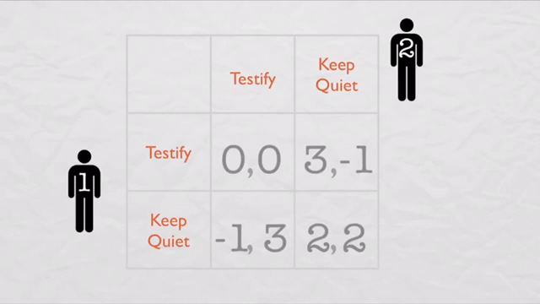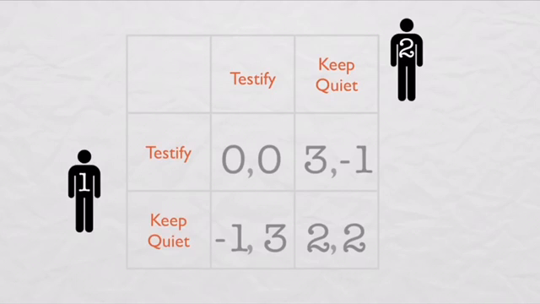Think about this game for a moment. Keeping quiet looks like a pretty good option if both prisoners could promise not to testify. But these prisoners only care about their own self-interest. So, both prisoners may tell the other they pinky swear not to testify, but they won't keep that promise.